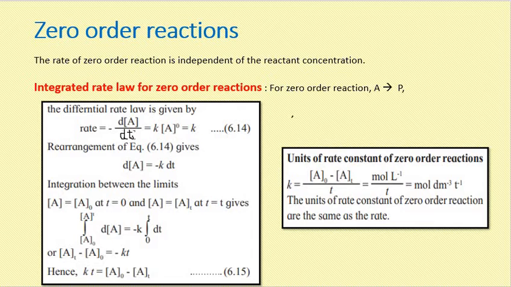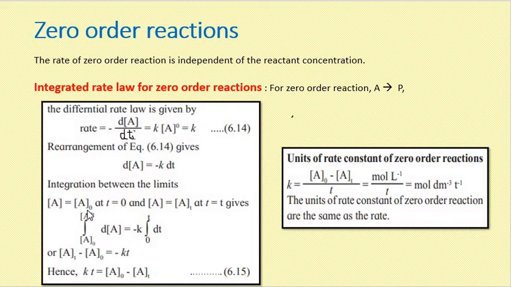If I am telling you this is zero order reaction where A is transforming into a product, then the concentration of A will not affect the rate of reaction. If I am writing the differential rate law for this, it would be minus dA upon dt, which is equal to K multiplied by A raised to power 0. 0 is order of reaction, and it implies that A is a reactant whose concentration is not affecting the rate of a reaction. If I am rearranging this equation, I would be getting dA is equal to minus K dt.